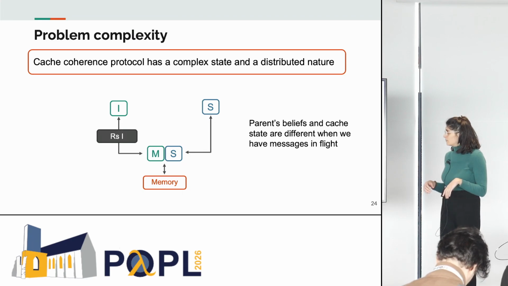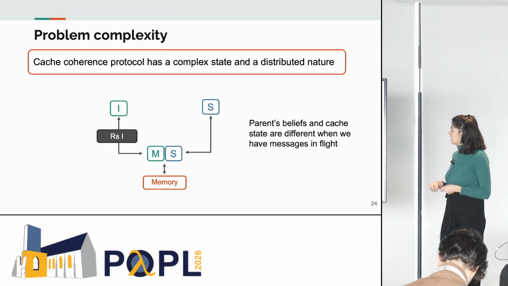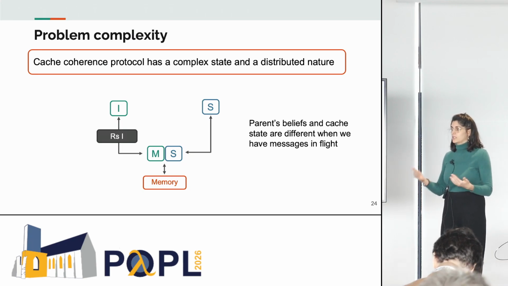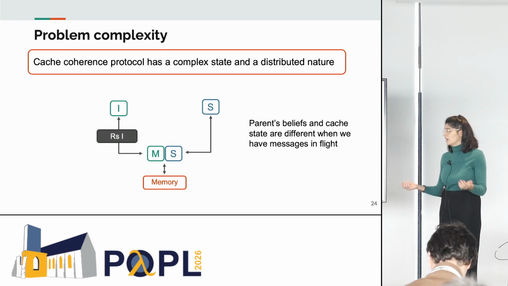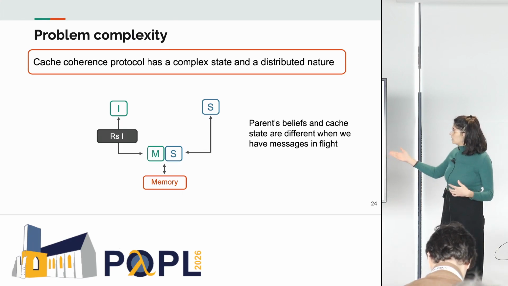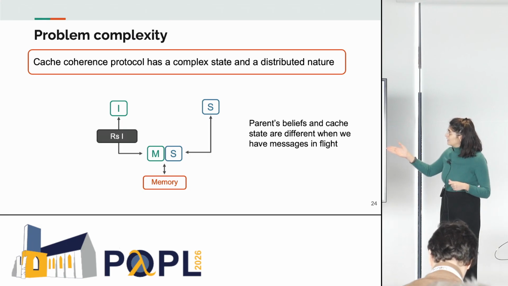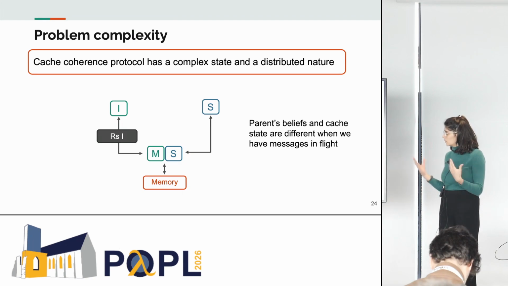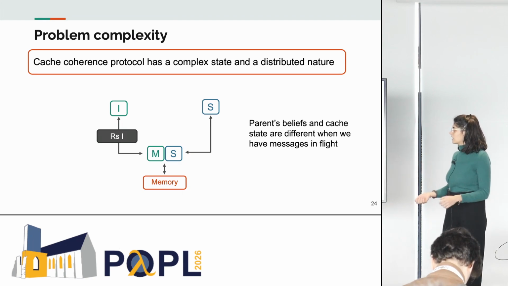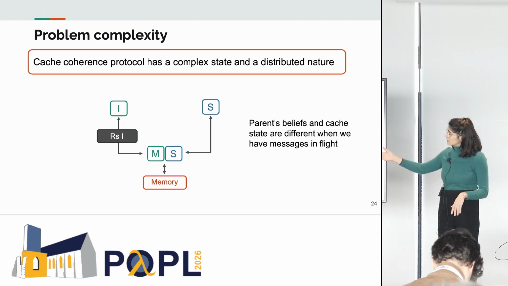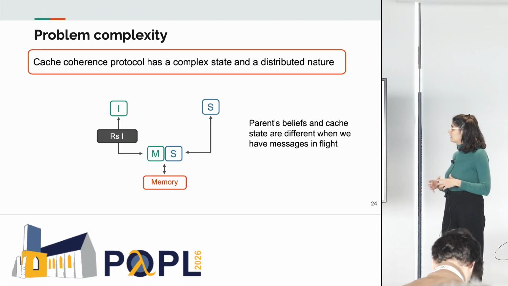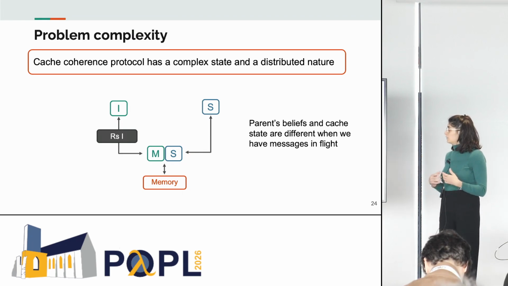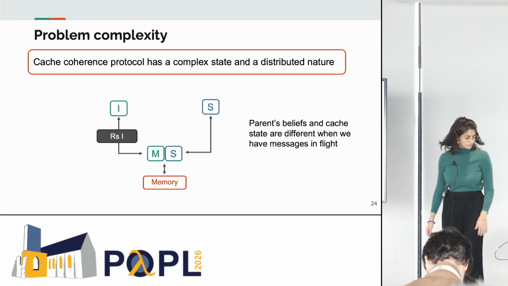And this is difficult because the cache coherence protocol has a distributed nature, right? So it doesn't know with certainty which state the caches are in. It just has to guess. For example, in this case, the parent thinks the green cache is in M, but this green cache wants to invalidate itself and go to I. The parent has not yet analyzed the signal, so it cannot update its beliefs.